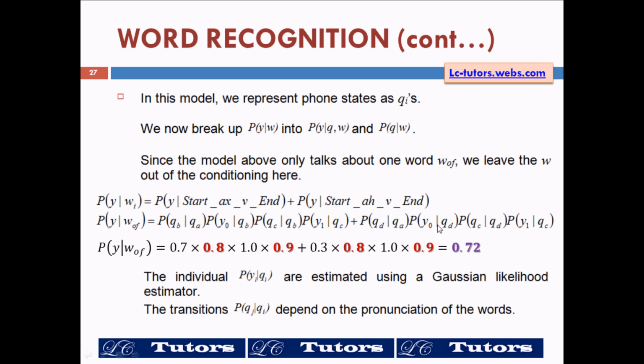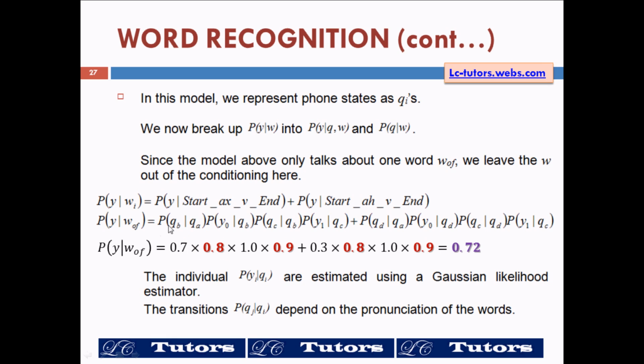Whenever you add these two probabilities, you should be able to get the probability of getting the word "off" given a certain acoustic vector. So we listen to a certain acoustic vector and then tell the probability of this word, given this acoustic vector, being equal to "off", equal to this much.